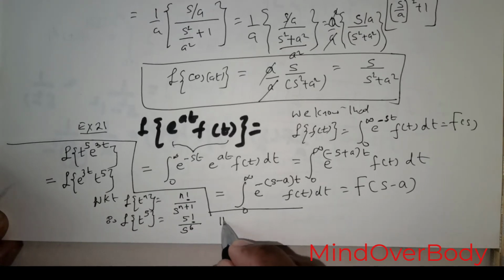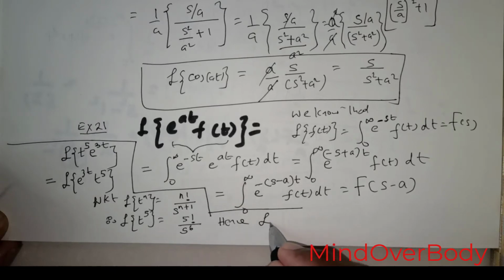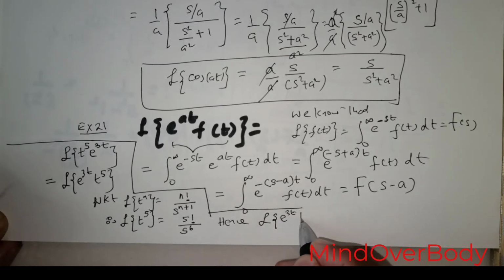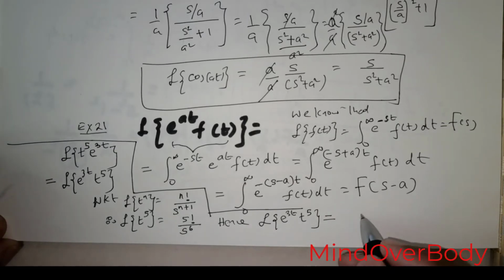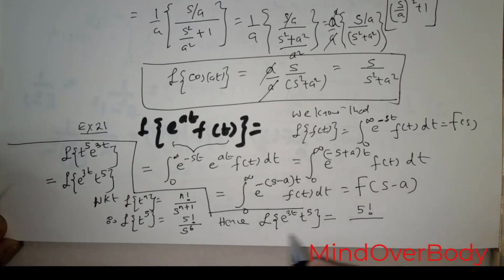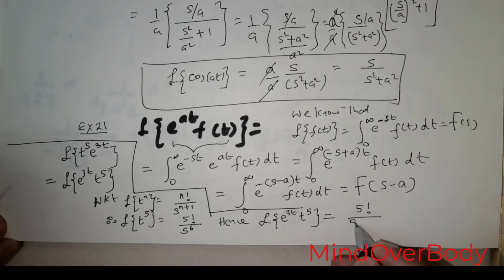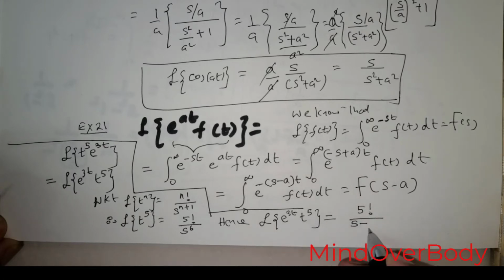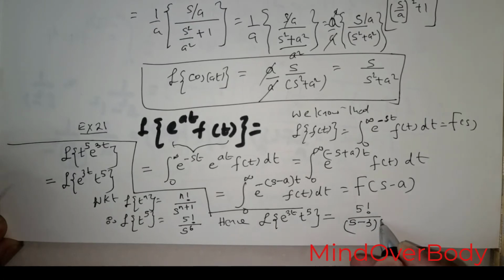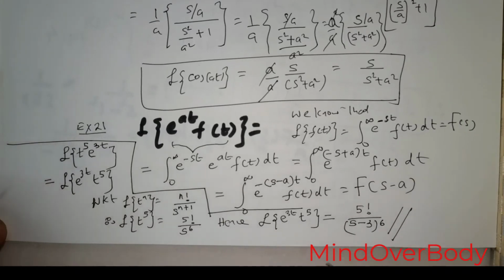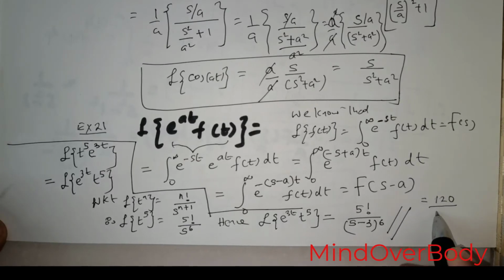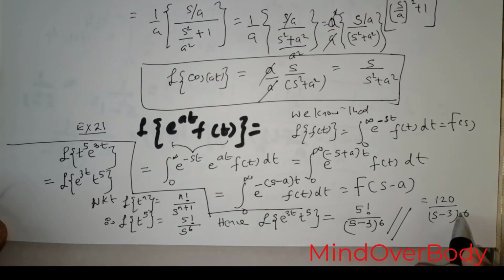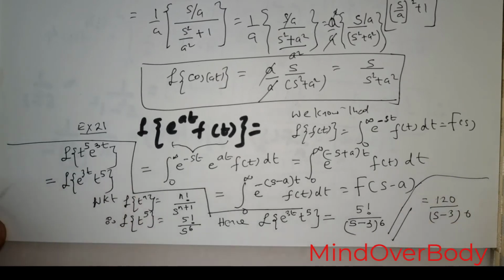So from here I can conclude that the Laplace transform of e raised to the power 3t times t raised to the power 5 is equal to, there is no change in this 5 factorial, but in place of s I would have to substitute s minus 3, and that has to be raised to the power of 6. So this is the final answer to the question. Of course 5 factorial is equal to 120. Probably you can write that down and then divide by s minus 3 raised to the power of 6. So that is the solution for this question, students.